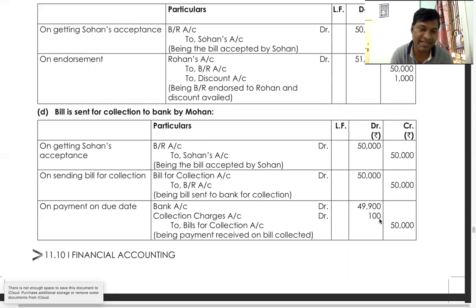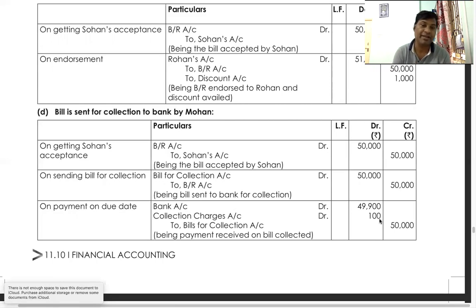What happens is he gives the bill to the banker. The banker collects on behalf of the drawer. It is not discounting. Please remember, it is not discounting. The trader doesn't have so much time to collect the money. He gives that bill to the banker and says, please collect this money and credit it to my account. The banker collects the amount from the debtor of Mohan, that is, from Sohan.